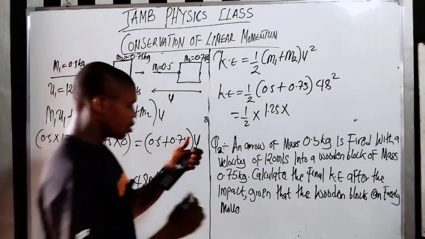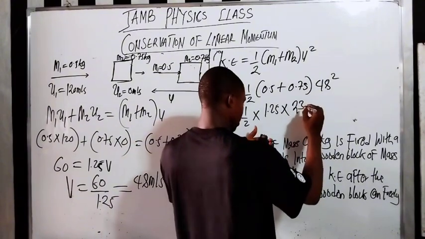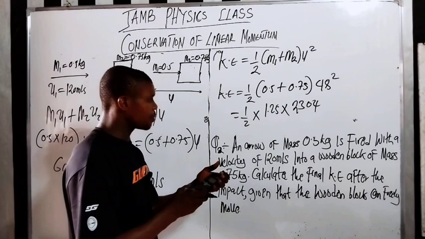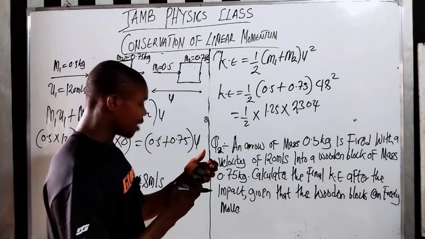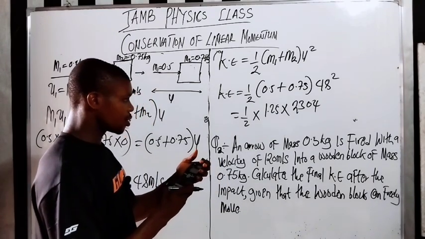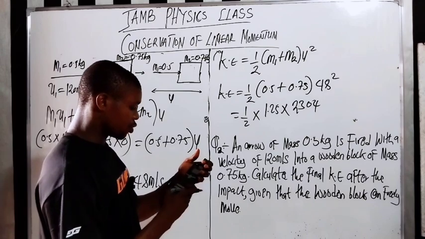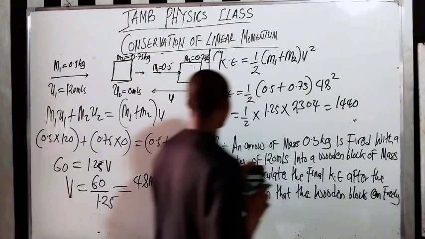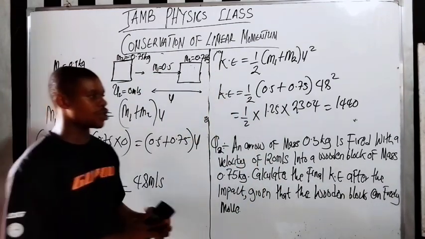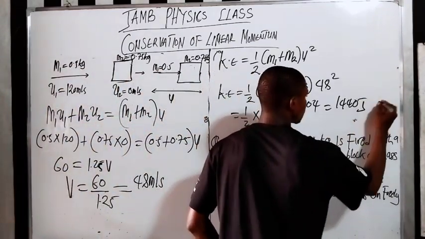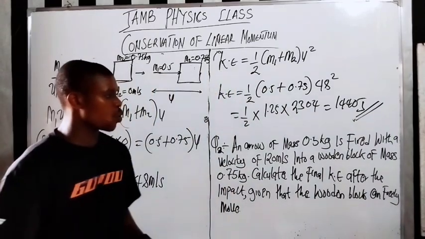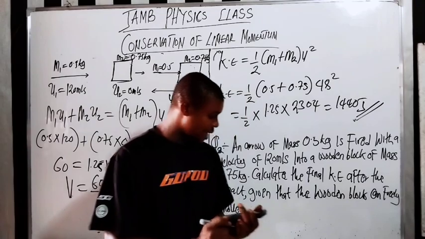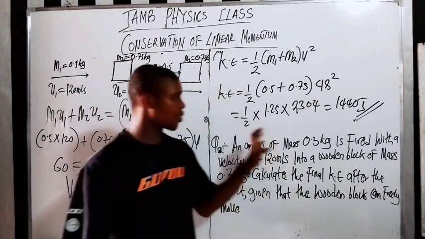Here we have 2304. When we multiply, 1.25 times 2304 divided by 2 gives 1440. Now remember, you're talking about kinetic energy, so the unit is joules. So the answer is 1440 joules. See how easy it is. Let's see how we can solve the next question.